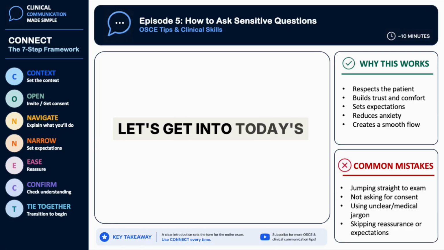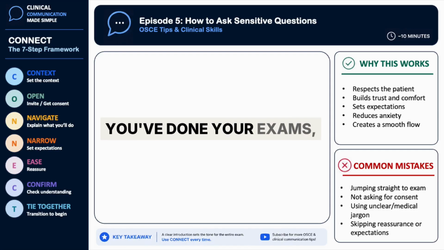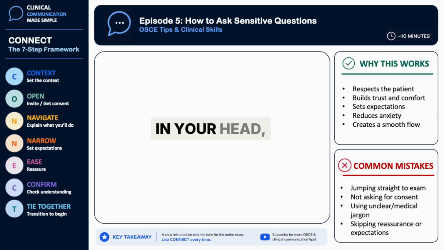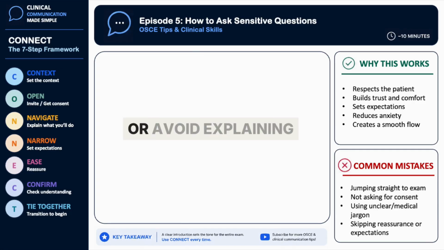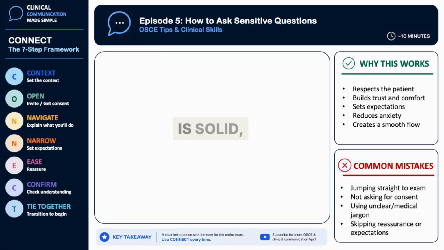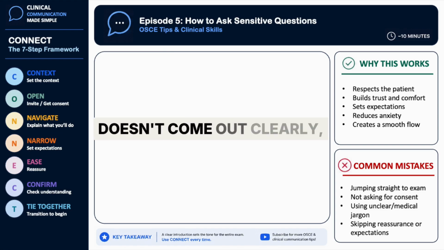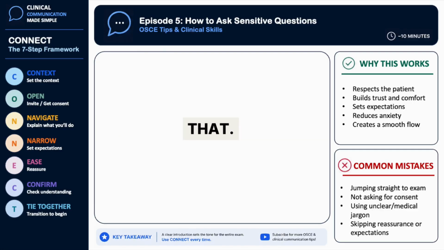All right, let's get into today's skill. One of the most challenging moments in a clinical encounter is explaining what you think is going on. You've gathered the history, you've done your exams, you have a differential in your head, but then you pause to think, how do I actually say this out loud? So you either sound unsure, over-explain and ramble, or avoid explaining your thinking altogether. And even if your clinical reasoning is solid, if it doesn't come out clearly, it could sound like you're not confident. So today, we'll work on fixing that.